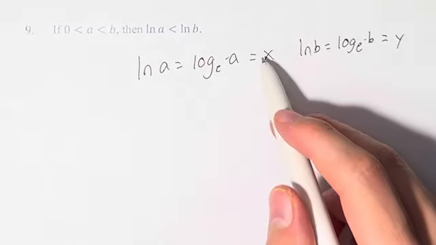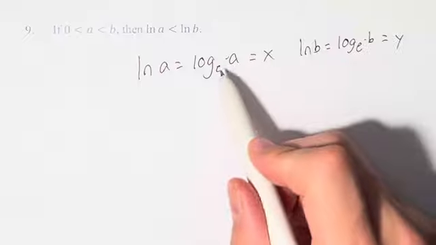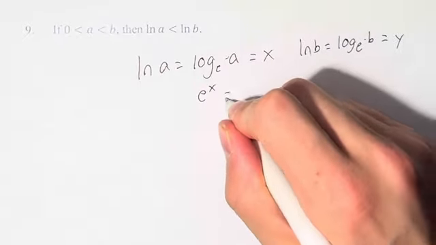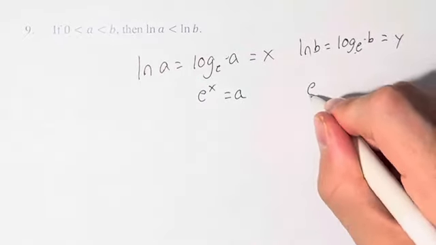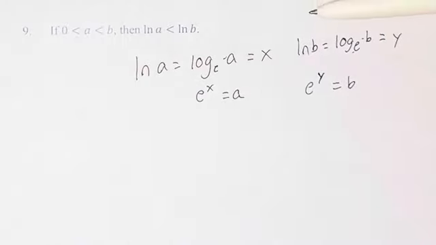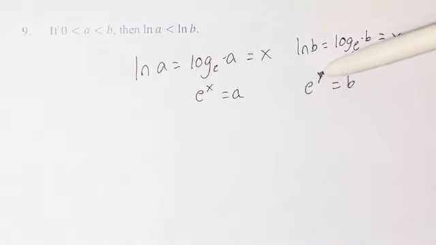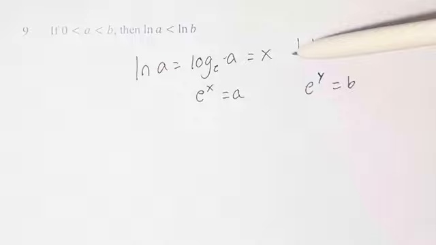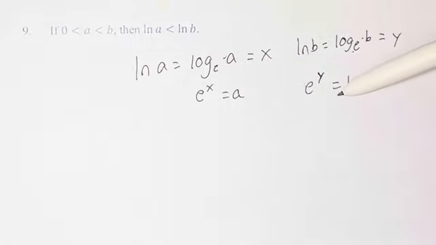So rearranging this from a logarithm to an exponential, we get e to the x equals a, and e to the y equals b. And we know if b is greater than a, then we have to raise e to a greater power to get to b versus a. Right? e to the 10th is greater than e to the 8th. Therefore, 10 is greater than 8.